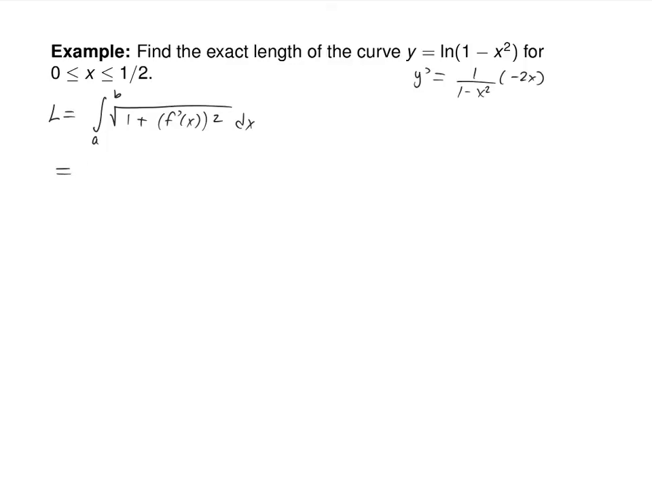So inside here we have 0 to a half, and this integral is going to get kind of ugly, so save yourself some space, don't write ginormous. Thanks for the warning. I should try to do that more often. 1 plus 4x squared over 1 minus x squared, squared.